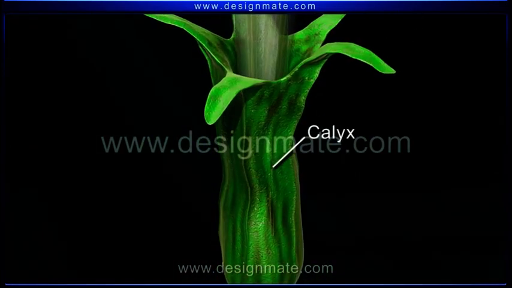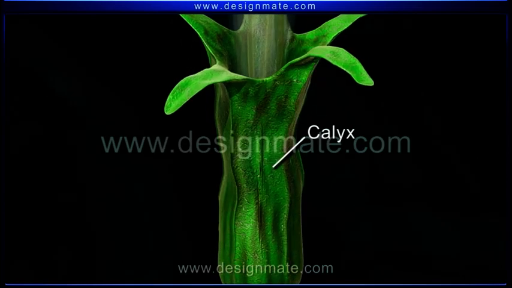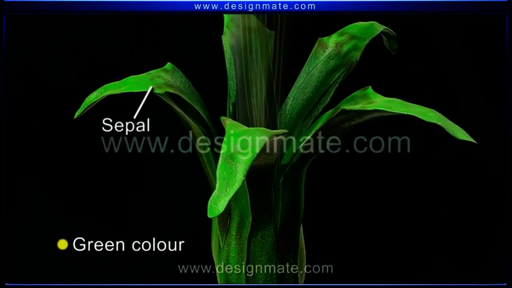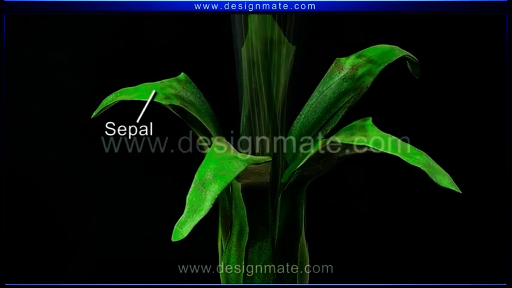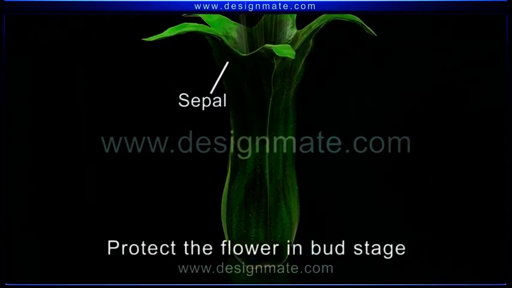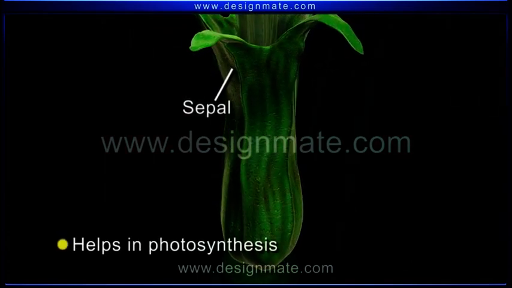Calyx is the outermost whorl of the flower. It is composed of sepals, which are usually green in color. It is the outermost non-essential whorl of the flower, and one of its main functions is to protect the flower in its bud stage. Being green in color, it also helps in photosynthesis.